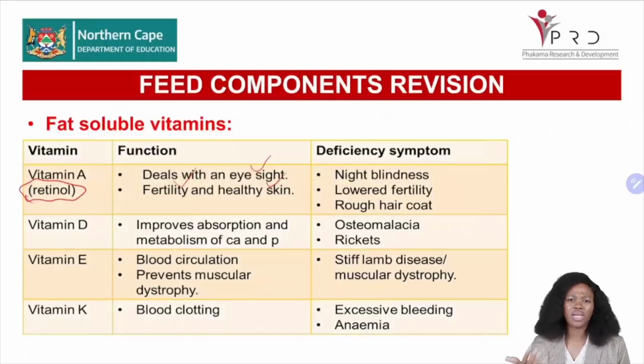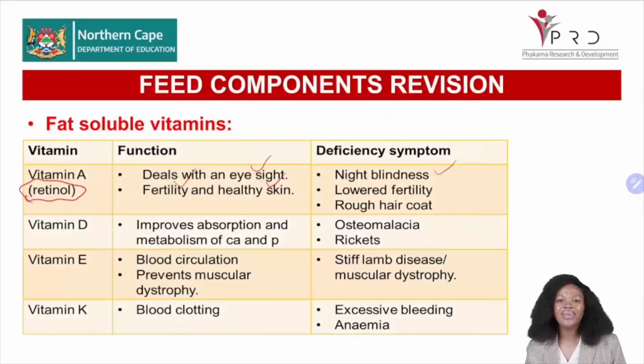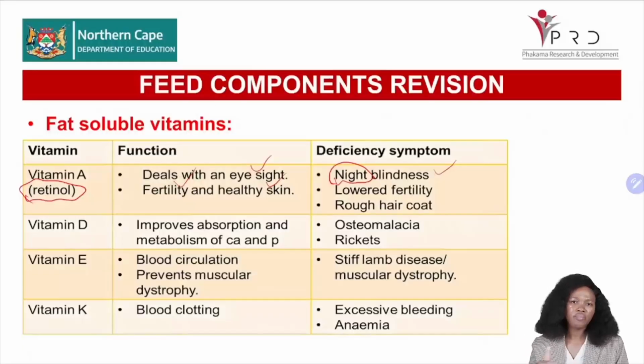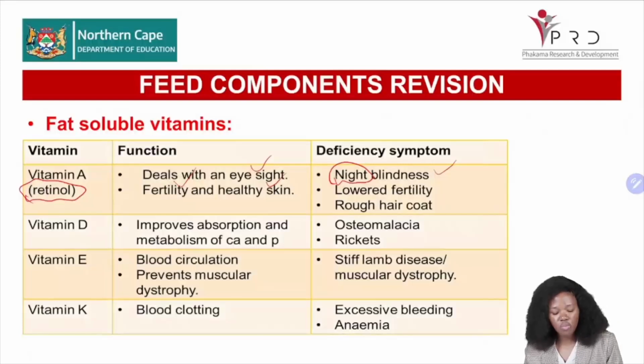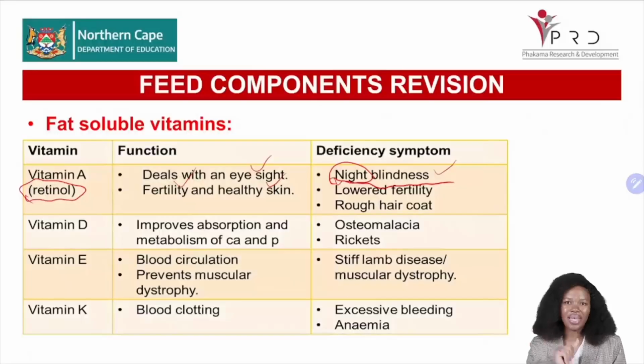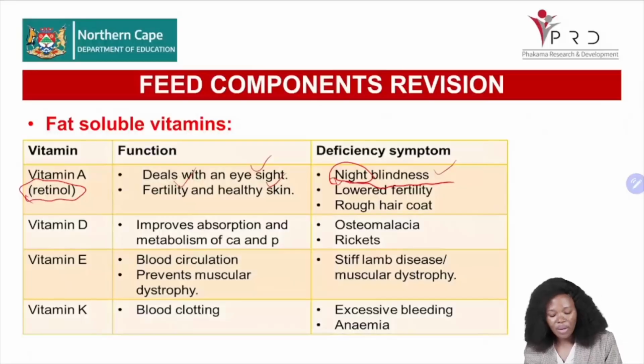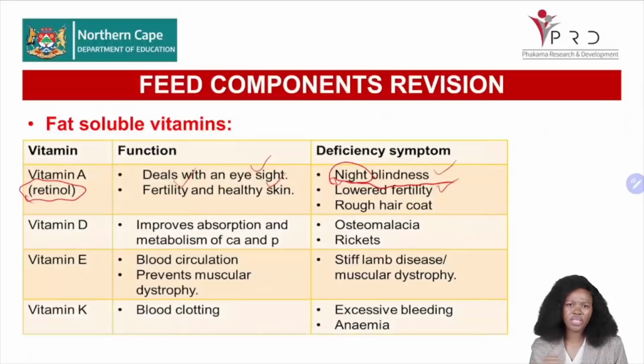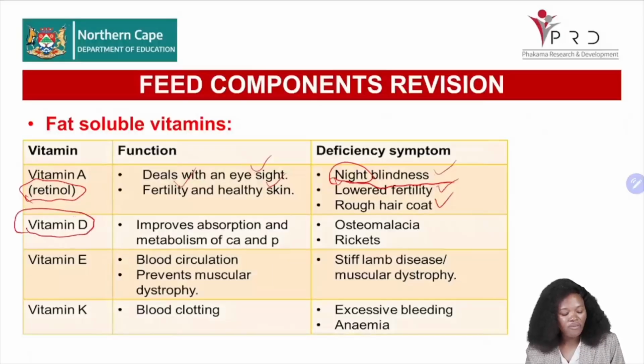Now, deficiency symptoms that are shown by an animal that lacks vitamin A. Firstly, we can just write night blindness. It's very important to mention night. Remember, it improves the eyesight, especially at night. So the deficiency symptom will be night blindness. Secondly, there will be lowered fertility or reproduction. There will be a rough hair coat. The coat will be rough and dark, which is the skin. Now let's move into vitamin D.